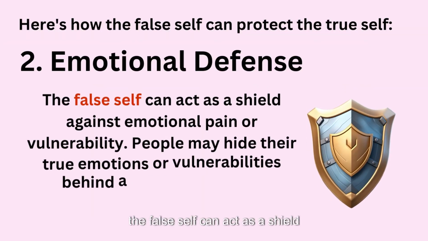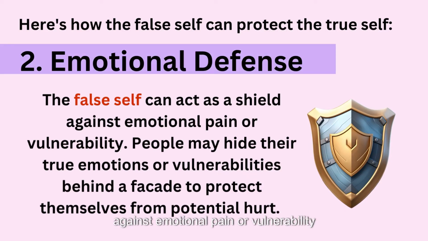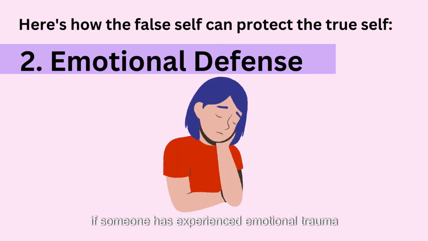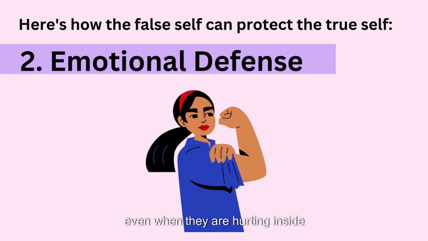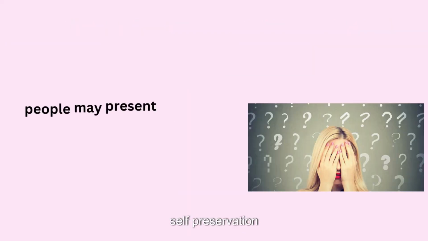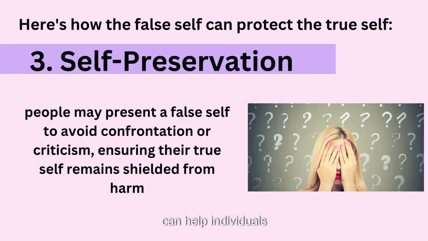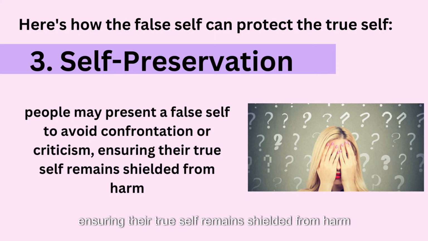Emotional defense. The false self can act as a shield against emotional pain or vulnerability. People may hide their true emotions or vulnerabilities behind a facade to protect themselves from potential hurt. For example, if someone has experienced emotional trauma, they might develop a false self to appear strong and composed, even when they are hurting inside. Self-preservation. The false self can help individuals protect their true self from external threats or perceived dangers. For instance, in a hostile or judgmental environment, people may present a false self to avoid confrontation or criticism, ensuring their true self remains shielded from harm.